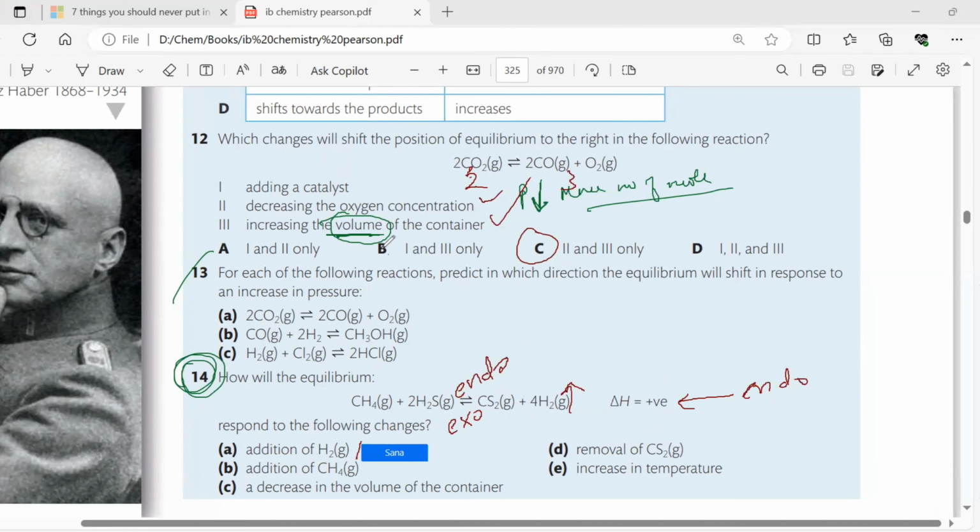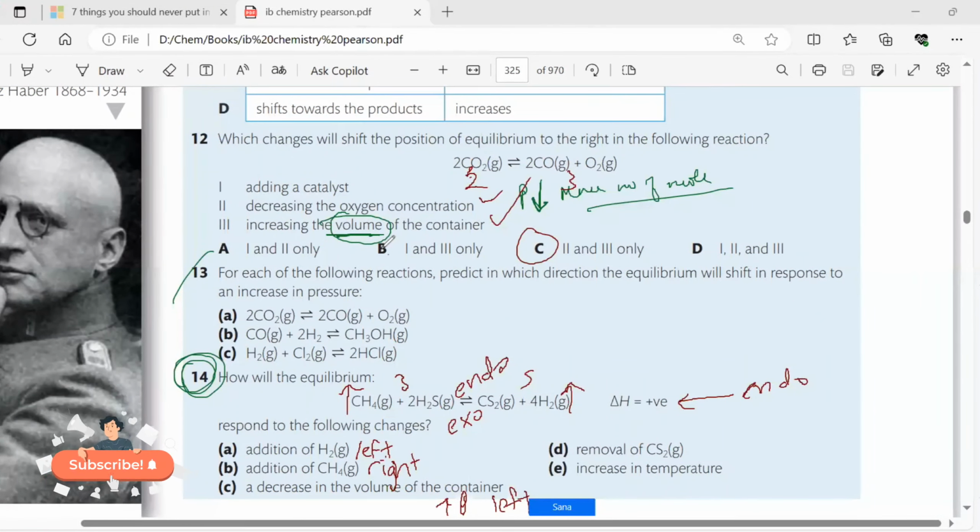So then it'll go to the left, right? Because the hydrogen increased. Addition of hydrogen goes to the left. Perfect. And addition of this one, it increases, which means it'll go to the right. If there's a decrease in the volume, there's an increase in pressure, which means it goes to the side with fewer moles. So 3, 5. So go to the left.